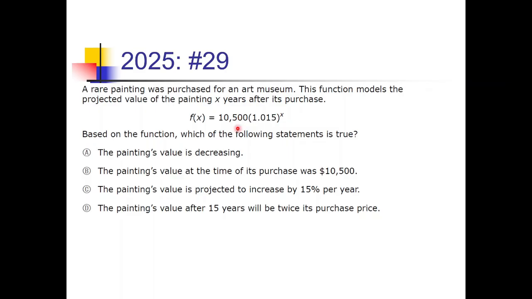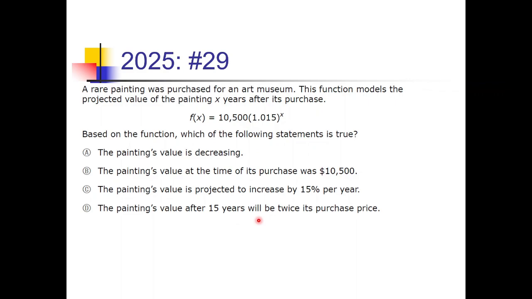So f of x equals 10,500 times 1.015 to the x. So we've got an exponential function here. Based on this function, we want to know which of the following statements is true. So they're talking about the painting's value decreasing, the value at the time of its purchase being this value here, or is it projected to increase 15% a year, or is the painting's value after 15 years twice its purchase price? So we're going to analyze this function a little bit, get a little information about it, and then that'll help us pick one of these answer choices.